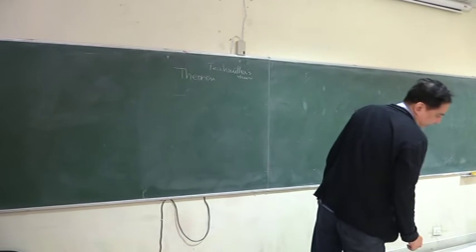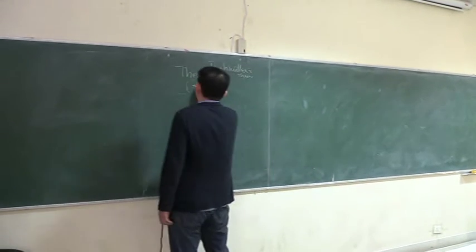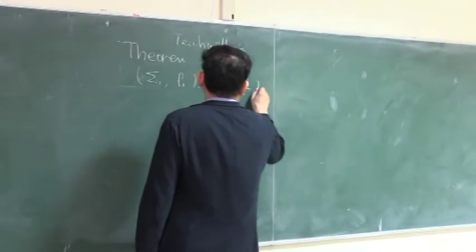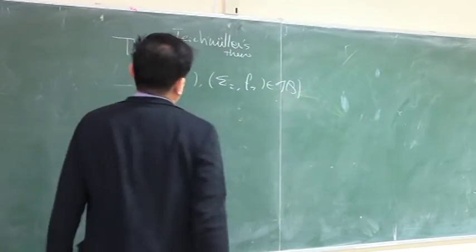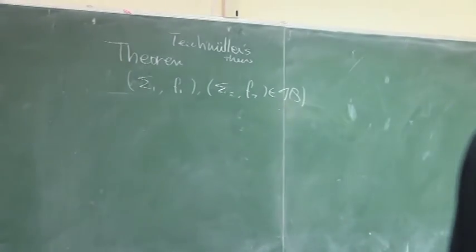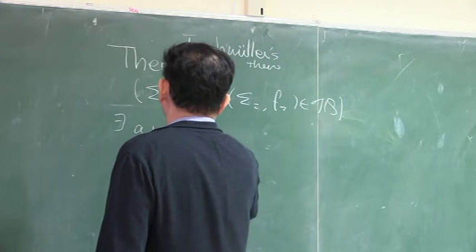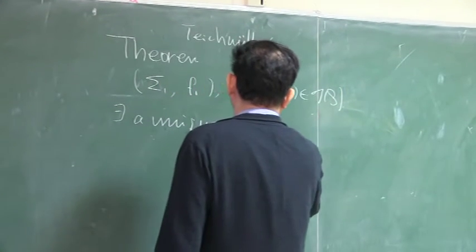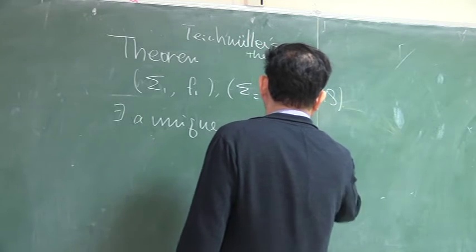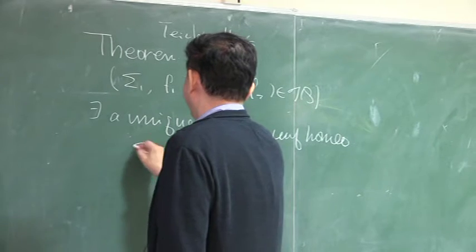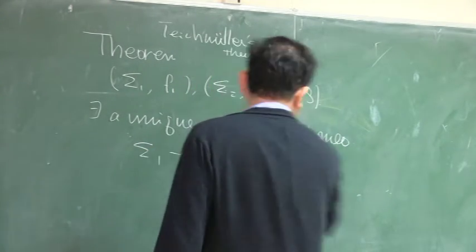So we have 2 points in a Teichmüller space of S, sigma 1 and sigma 2. What he claimed is that there is a unique quasi-conformal homeomorphism from sigma 1 to sigma 2. What was the symbol? G.